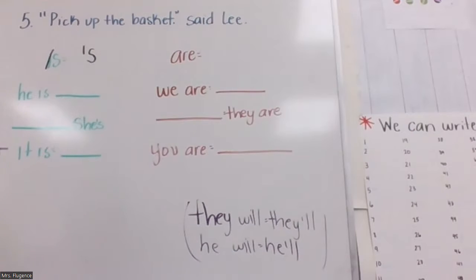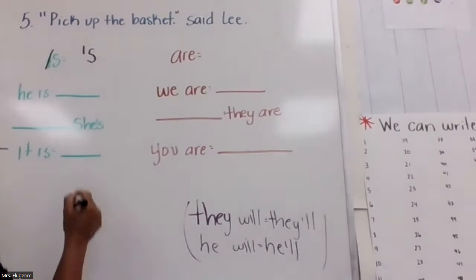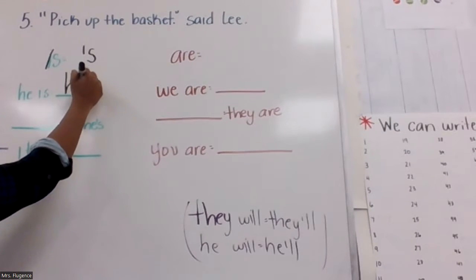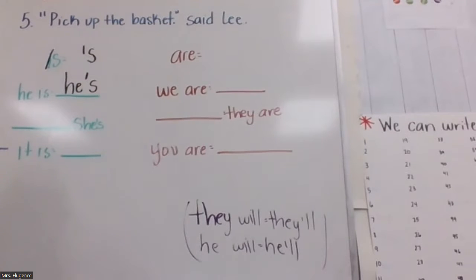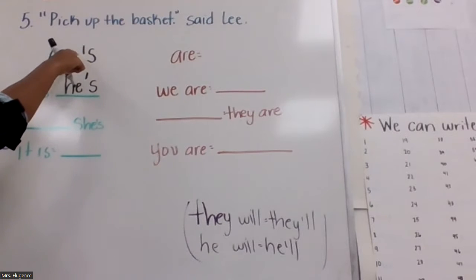All right, so I have the two words he is. How would I contract he is? What will it become when I contract he is? He's. H-E apostrophe S. It is apostrophe S. We took out the I to put the apostrophe.